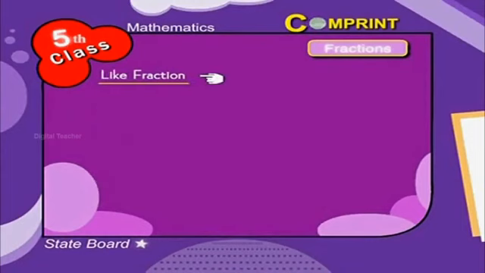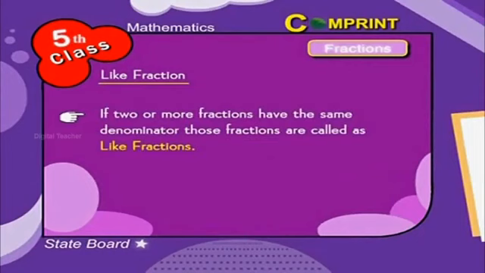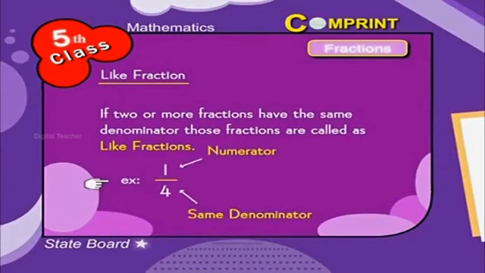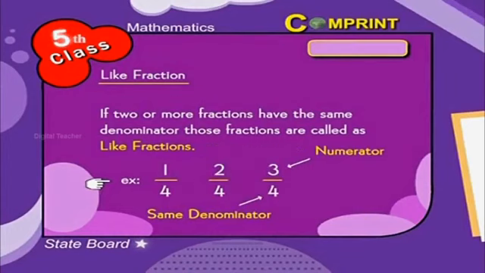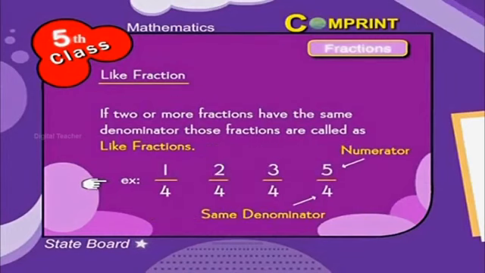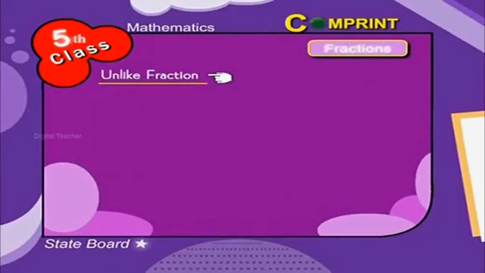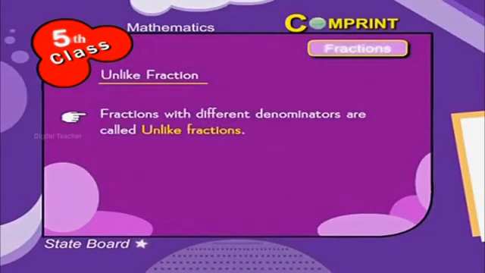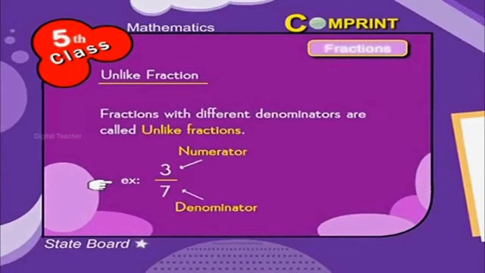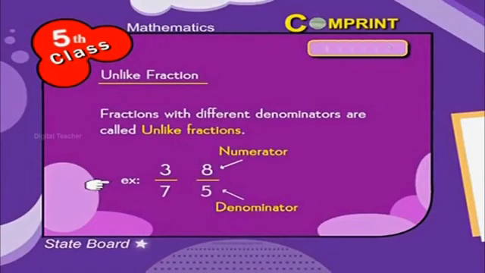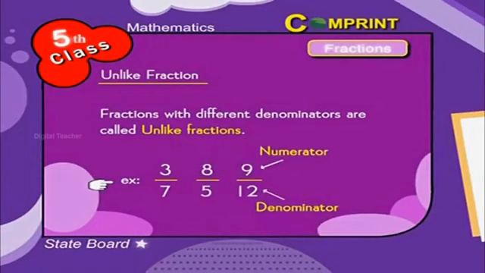Like fractions. If two or more fractions have the same denominator, those fractions are called as like fractions. For example, 1 by 4, 2 by 4, 3 by 4 and 5 by 4, so on. Unlike fractions. Fractions with different denominators are called unlike fractions. For example, 3 by 7, 8 by 5, 9 by 12, 12 by 16 and so on.